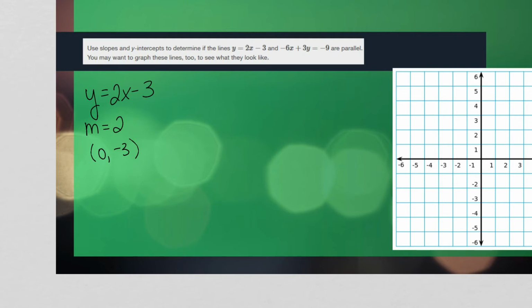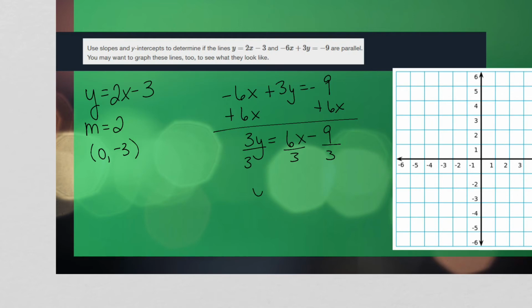Okay, so let's take a look at the next one. Negative 6x plus 3y equals negative 9. I would solve for y, so I would add 6x to both sides. And then I would divide everything by 3. So y is equal to 2x minus 3. Look at that. We've got the exact same equation here. So we have a slope of 2 and we have a y-intercept of (0, negative 3).